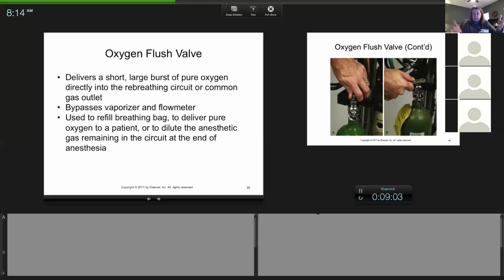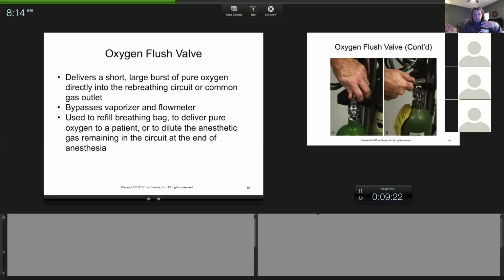Now, when I want to wake a patient up, first of all, I can use the flush valve if I want to get a patient awake. So first of all, if you want to wake the patient up at the end of a procedure and you want to dilute out your anesthetic, you can hit the flush valve, and that'll fill your bag with pure oxygen.